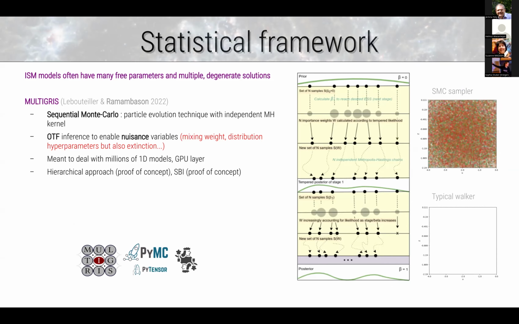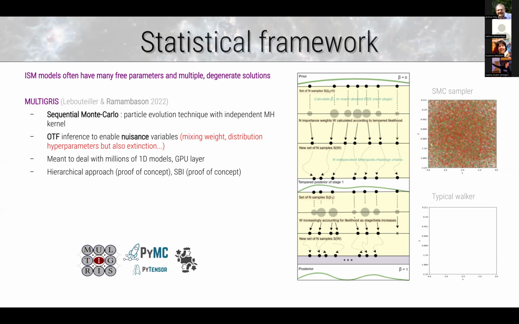There will be importance sampling also calculated, with some samples being left out or reappearing in some higher likelihood regions. And eventually you will converge, hopefully, to the posterior distribution. And this is an illustration of this SMC sampler versus a typical walker.